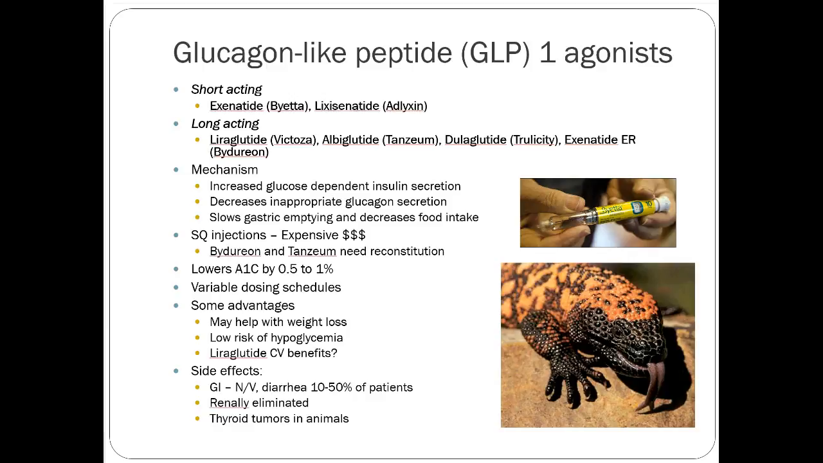You'll notice exenatide is both short and long-acting. There's an exenatide ER called Bydureon, which is a brand name. It's just a different formulation of the same drug. That does work better than your standard Byetta. Byetta was the first GLP-1 drug on the market.